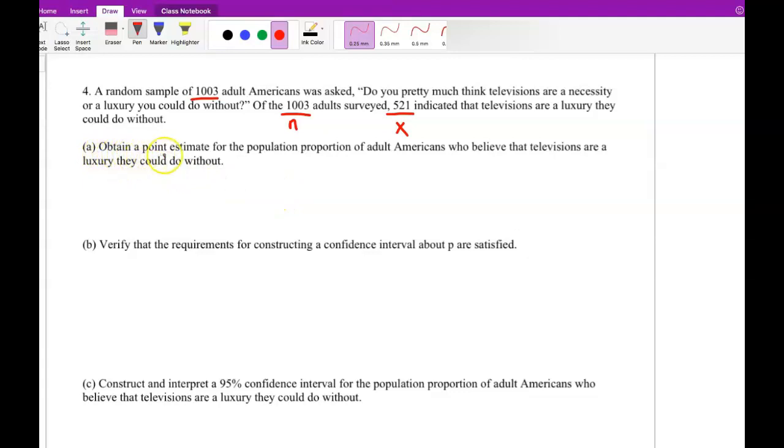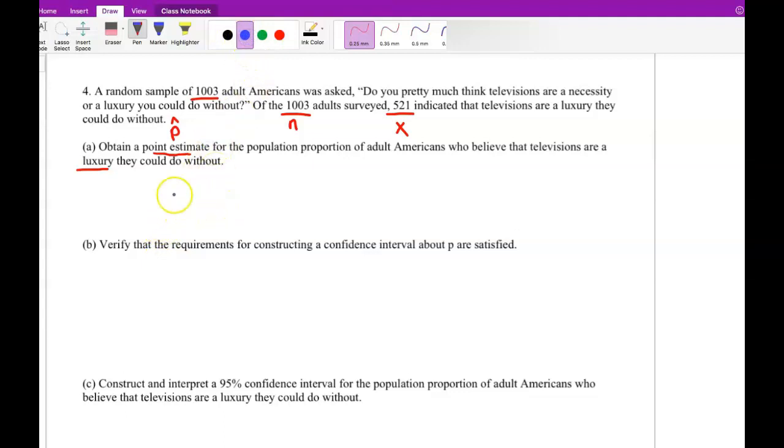Now part A, obtain a point estimate. So finding point estimate, or p hat. In the previous section we had that this p hat was the sample proportion. So it's the same thing, we only have different words. So the point estimate, p hat, for the population proportion p of adult Americans who believe that televisions are a luxury they could do without. So this part we have luxury.